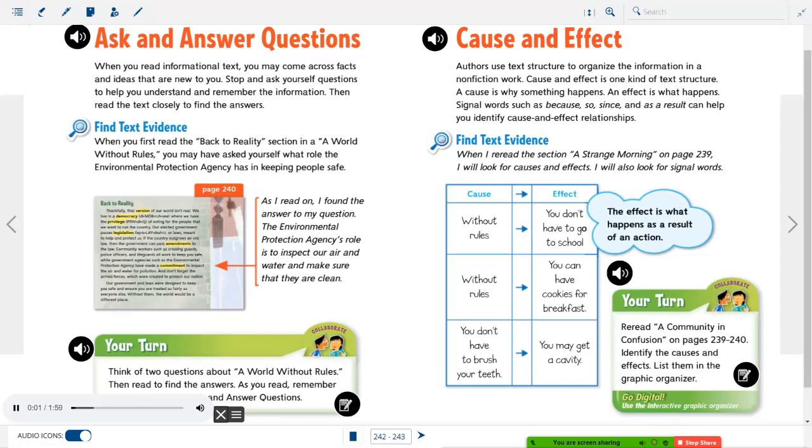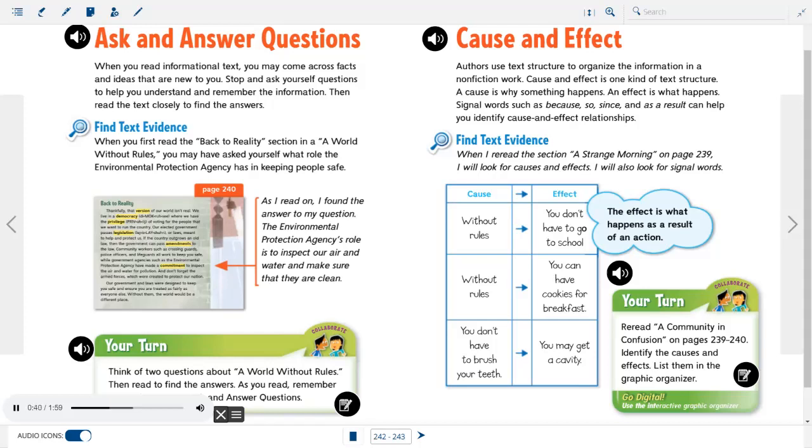Ask and answer questions. When you read informational text, you may come across facts and ideas that are new to you. Stop and ask yourself questions to help you understand and remember the information. Then read the text closely to find the answers. Find text evidence. When you first read the Back to Reality section in A World Without Rules, you may have asked yourself what role the Environmental Protection Agency has in keeping people safe.